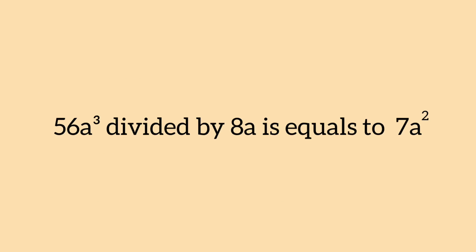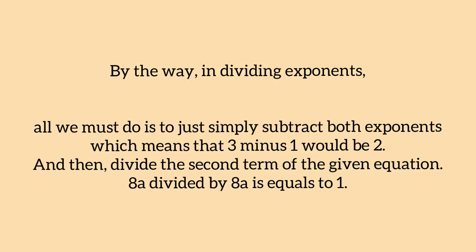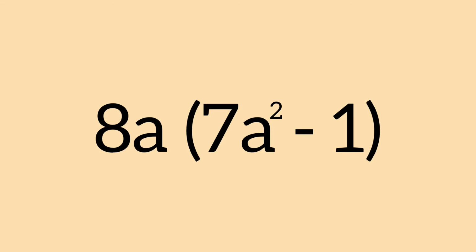56a cubed divided by 8a is equal to 7a squared. By the way, in dividing exponents, all we must do is simply subtract both exponents, which means that 3 minus 1 would be 2. And then, divide the second term of the given equation. 8a divided by 8a is equal to 1. Therefore, the answer is 8a, parenthesis, 7a squared minus 1, parenthesis.